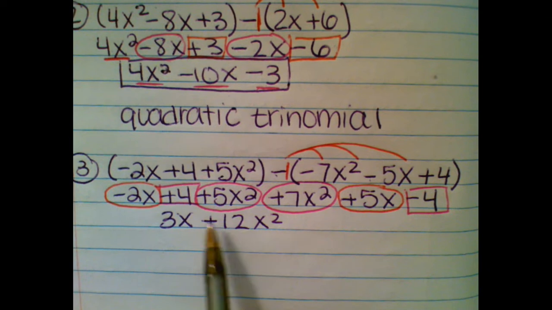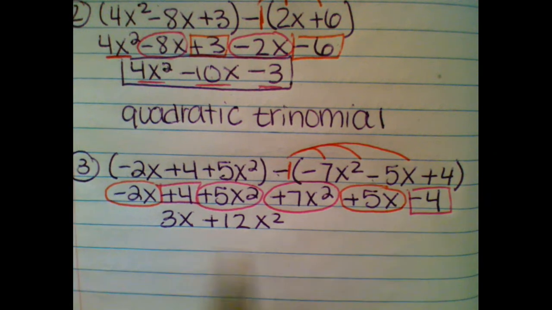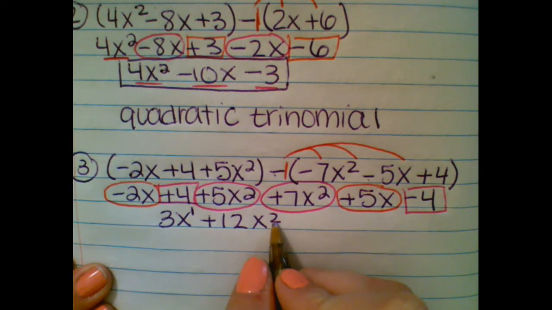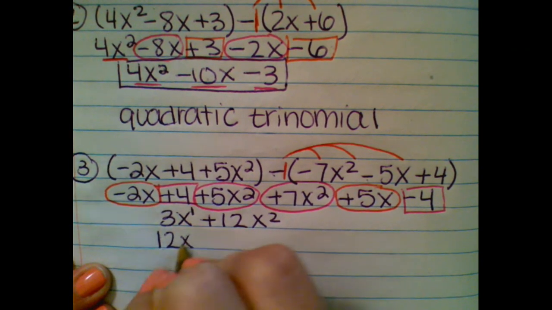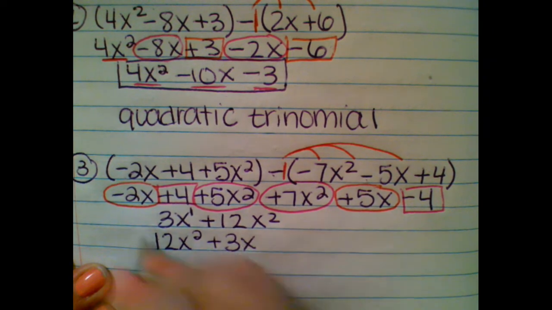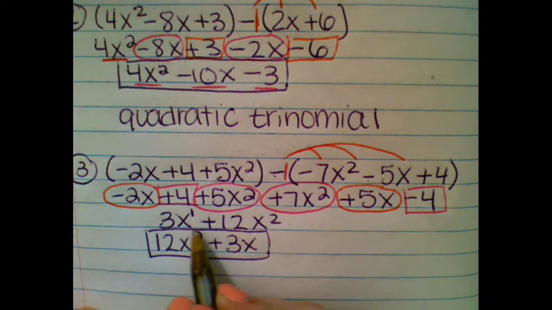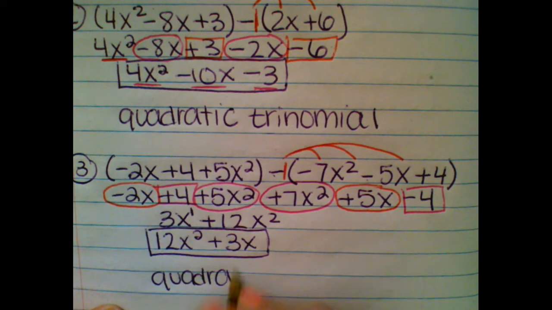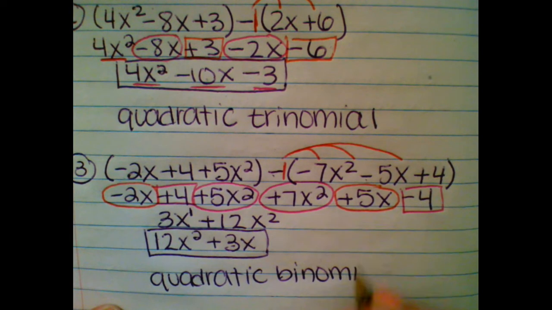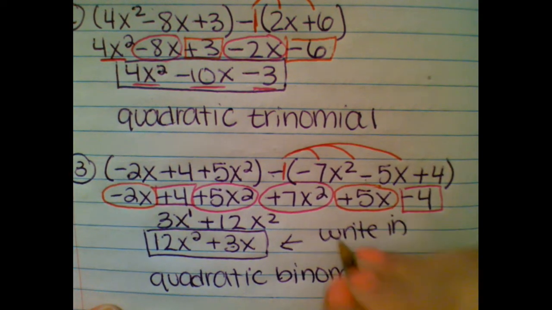Now this is great. I combined correctly, but this is not in standard form. So I would not want to leave this alone. This has an exponent of 1. This has an exponent of 2. That means the 12x squared should be in the front. So really I should write 12x squared plus 3x. And that's what I should box. So if I go and name this now, the biggest exponent is 2. So that means that's quadratic again. And there's 1, 2 things being added together, so that's a binomial. So it's always important to write in standard form.